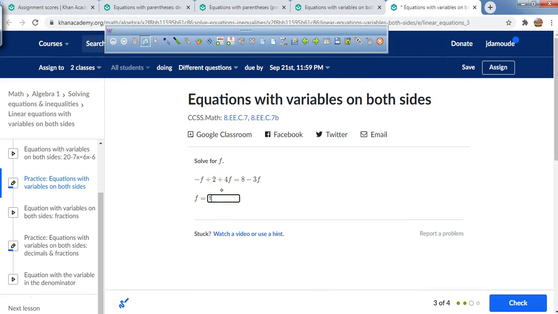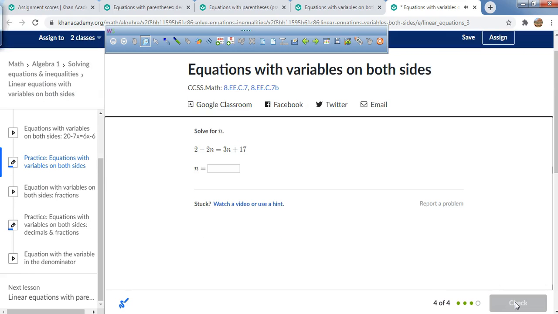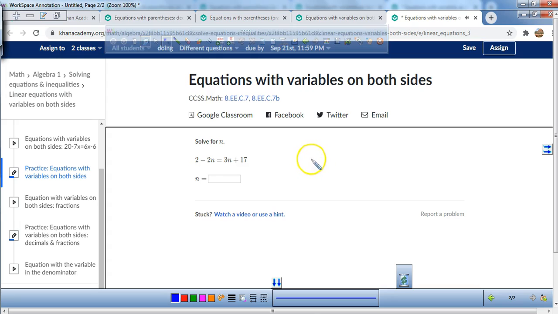We will do more than one example, but this time I'm not going to write down all the steps. We're just going to talk about them. So here we go. This one's going to be a lot easier. All right. When I say a lot easier, it's a lot faster. 2 minus 2n equals 3n plus 17. So we have to make a decision. We can't combine any like terms, so I'm moving on to the next step.